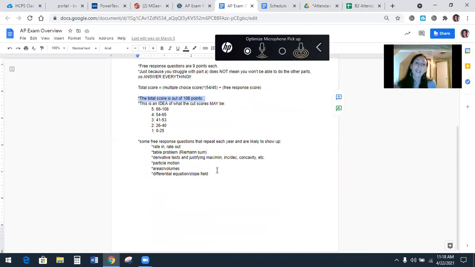108 points. Now, we don't get the cut scores every year. They don't tell us, they're not very transparent about it, but this is an idea of what it may be. Again, I don't know, but this is a rough estimate of what it could be. If you get 66 to 108 points, that's a 5, 54 to 65 points, that's a 4, and so on and so forth. So like 41 points, and a lot of colleges will take a 3. 41 out of 108 is a 38%. You really need about a 38% to get a qualifying score and about a 50% to get a 4. But the exam's hard. So you're going to fight for every point.